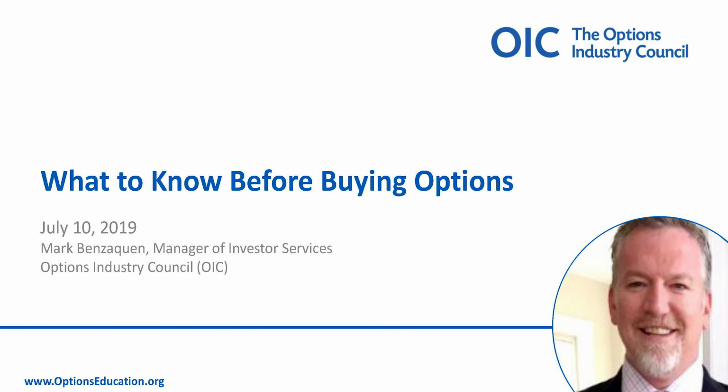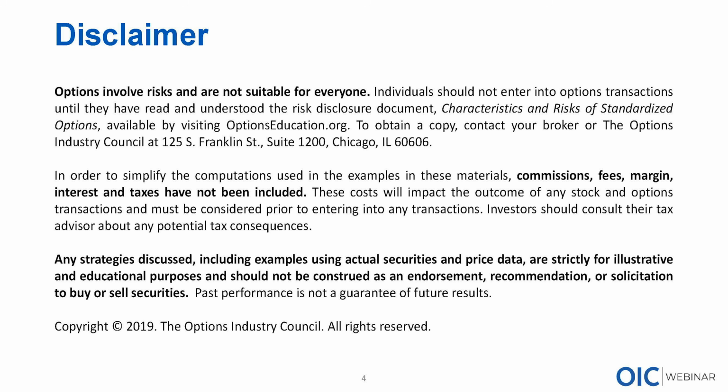We're going to be talking about buying options and what you need to know. Before we do that, we're going to take care of a few housekeeping items. The disclaimer, for those of you that haven't seen this, is basically telling us that options involve risks and may not be suitable for everybody. As a matter of fact, when you open an account, your broker is going to insist that you read and understand the characteristics and risks of standardized options booklet. It's available from your broker, or you can write to us or drop us a note here at OIC, and we'll be happy to get you a complimentary copy.